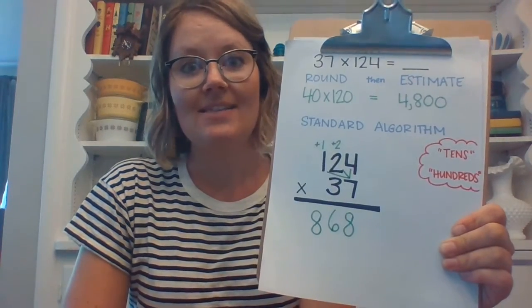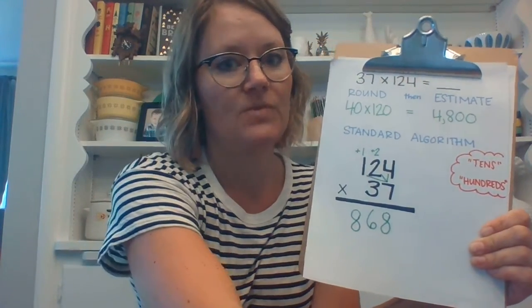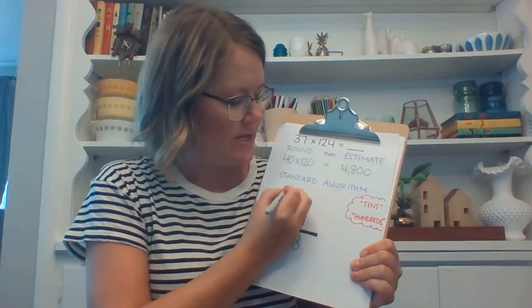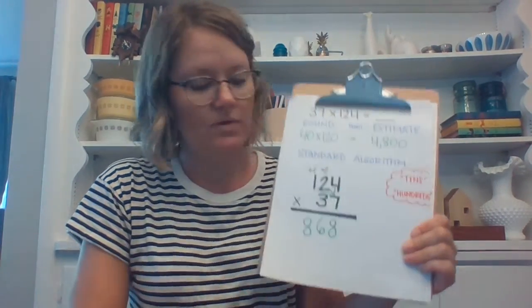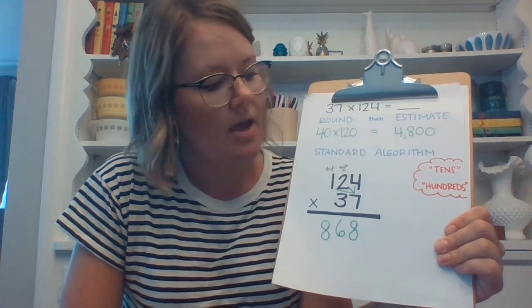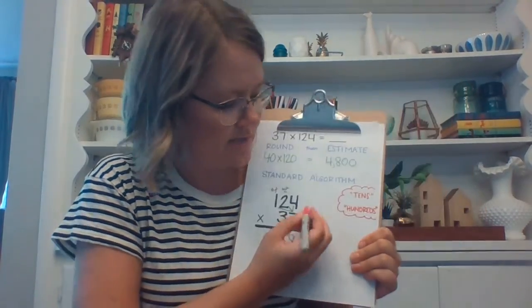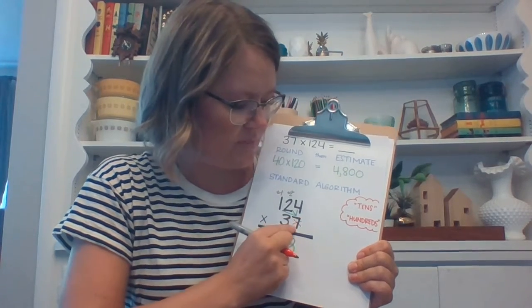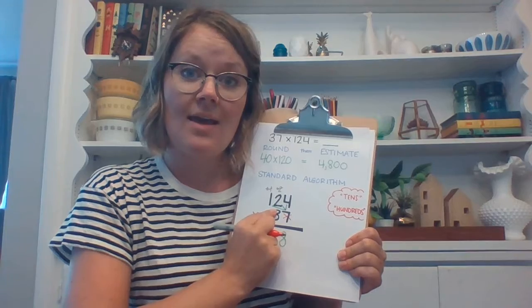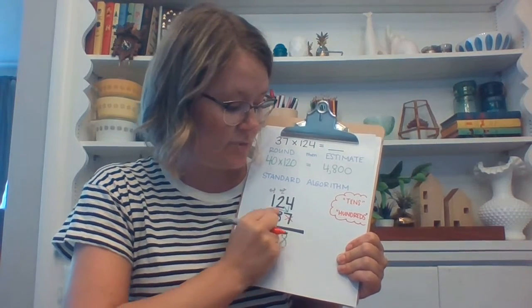I'm going to do the next layer in red so you can see it. I've already used those, so I'm going to cross them out so I don't use those again. And then the other thing I want to do is cross off the 7 ones because we've already multiplied the 7 ones by the whole 124. Okay, and now I want to multiply these 3 tens by 124.